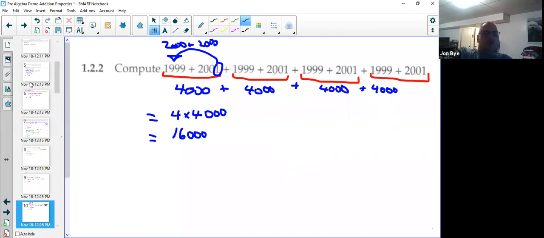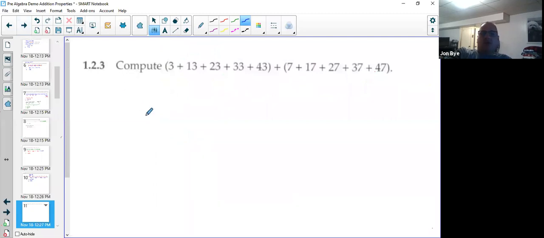Okay. So that's another question. Let's see what else we have. How about this one? This is similar to the one we did earlier. We're still looking for patterns and ways that we can associate the numbers here, right? How can we associate these numbers?